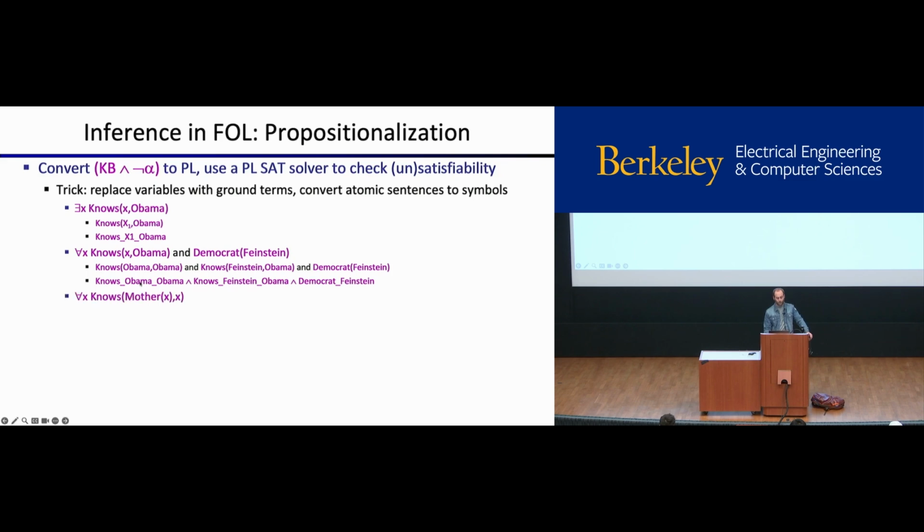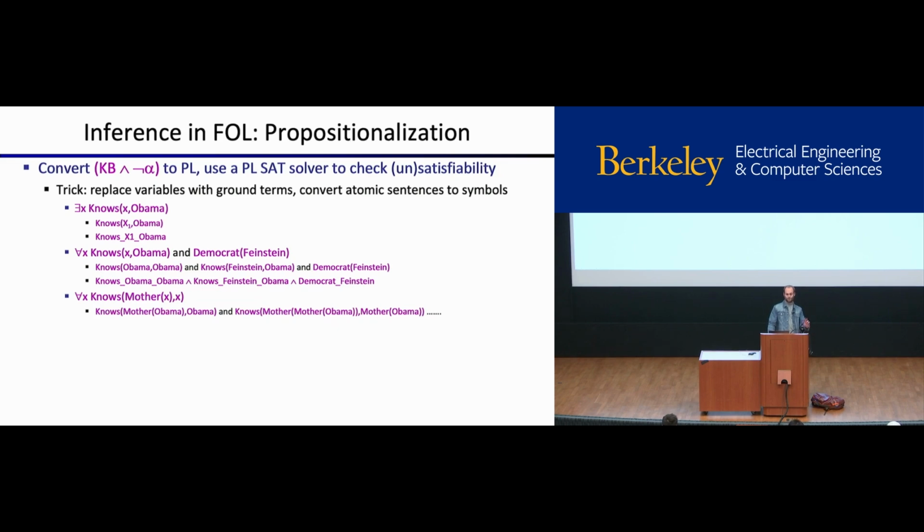Okay, here's a third sentence. For all x, mother of x knows x. So mother is a function here. It takes an object, returns an object. So how do we convert this into propositional logic? Well, first we observe that mother of Obama knows Obama, and mother of Obama knows mother of Obama, and so on. Uh-oh, this is going to be infinitely many different sentences.